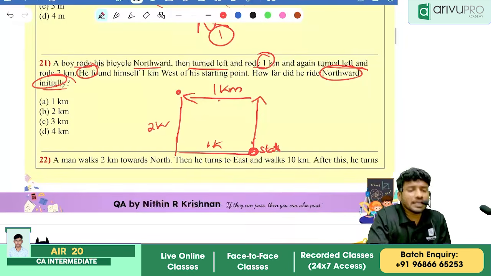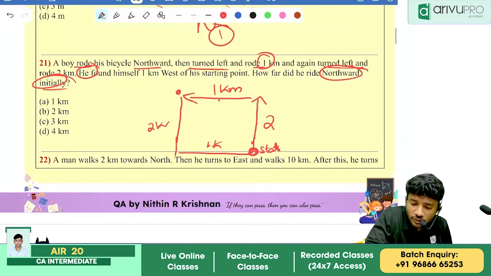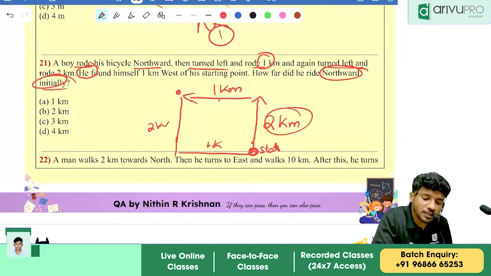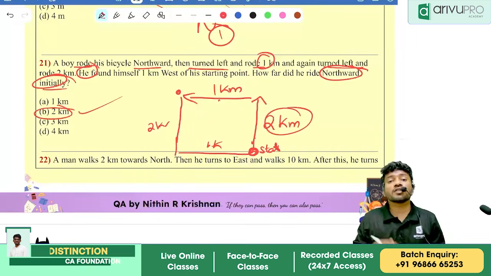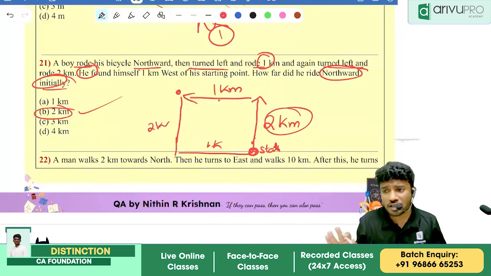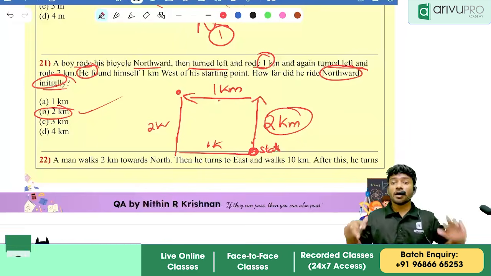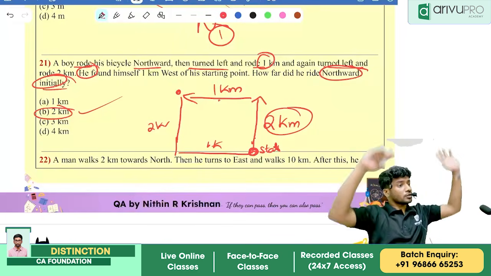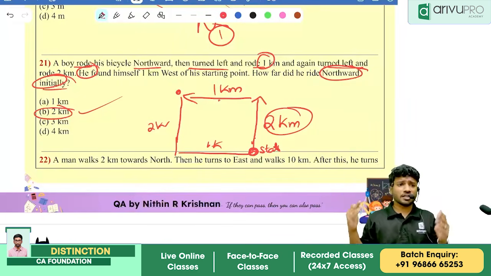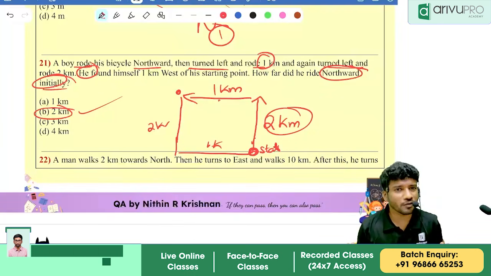People, in a rectangle, opposite sides are equal, right? So how much would he have ridden initially? 2 kilometers. So in this type of question, we need to draw. Can we do it the other way? No, we will not get the answer by the other method. This time, we need to draw. Certain times you will feel like, oh, my method is not working. Let go of the method. Start drawing. Okay, it will work out.